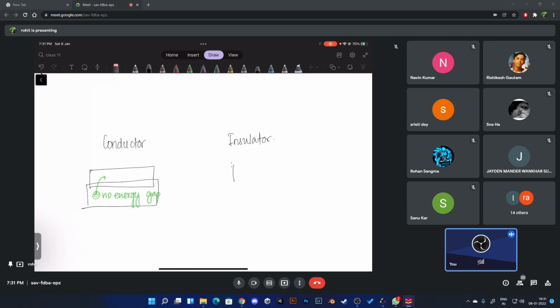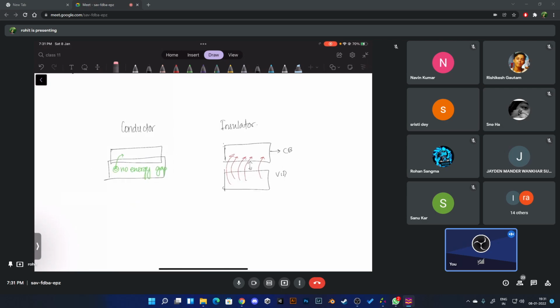But in an insulator, the energy gap between what and what? The conduction band and valence band. This gap is very, very large. That's why shifting electrons from here to here is not possible. It's very, very difficult actually. I can give an example. In air also it can happen. See, electrons can go from where to where?